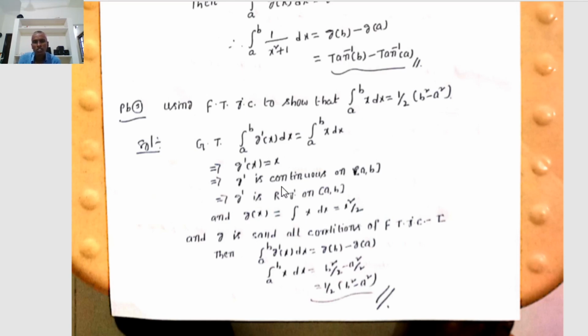Therefore g satisfies all conditions of the fundamental theorem of integral calculus 1, then the integral from a to b of g dash of x dx equals g of b minus g of a. Therefore the integral from a to b of x dx equals, where g of b is b square by 2 and g of a is a square by 2, 1 by 2 into b square minus a square. Therefore, using the fundamental theorem of integral calculus we can find the integral value.